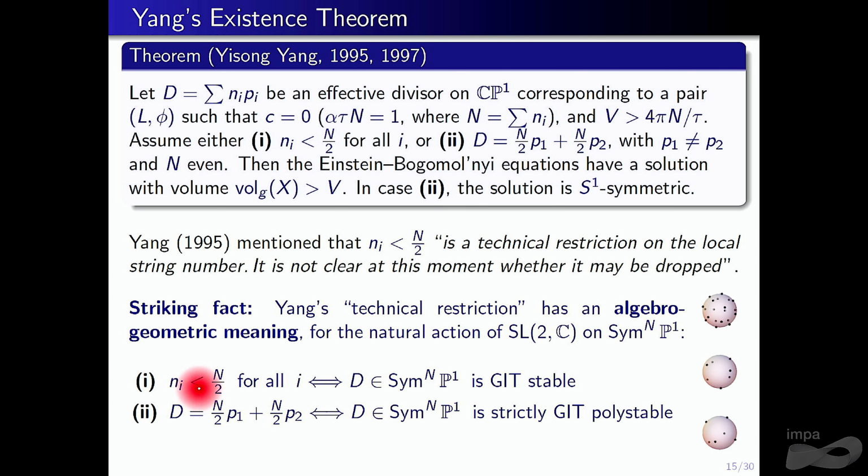Okay, so the first means, I mean, the space of effective divisors is this symmetric power of P1. And this precisely means, if you go to Mumford's book on GIT, that the divisor is stable. Whereas this other condition, the second one, means that it is strictly polystable. That means polystable but not stable, okay? So there must be a reason, and that's what motivated us to study this carefully.